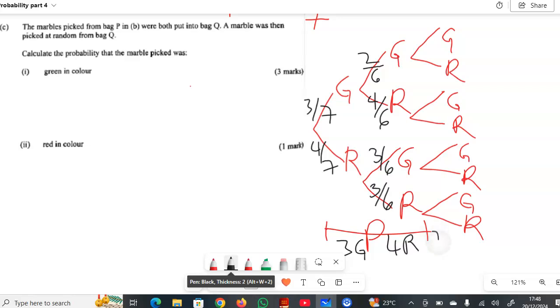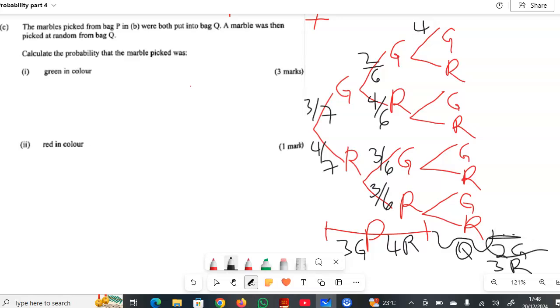Then in this case we have Q. Q had 2 green, then 3 red. So now when we add 2 greens from bag P to Q, our green now in Q, there were 2, so they are going to be 4. So in this case the probability is going to be 4 out of, we had 5, now we have added 2 in Q, so out of 7. And obviously the other one is going to be 3 out of 7, so that adds up to 1.